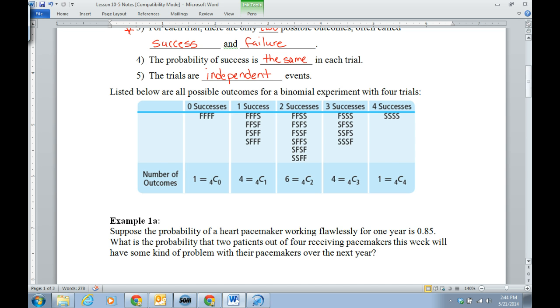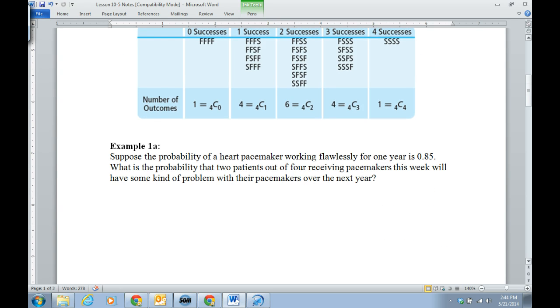So moving on. So example 1A. Suppose that the probability of a heart pacemaker working flawlessly for 1 year is 0.85. What is the probability that 2 patients out of 4 receiving pacemakers this week will have some kind of problem with their pacemakers over the next year?